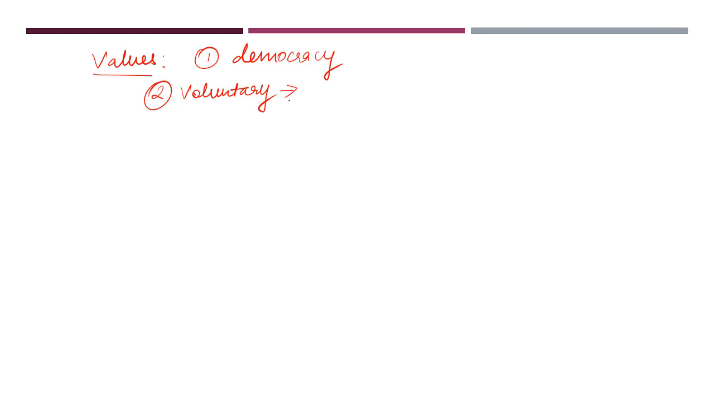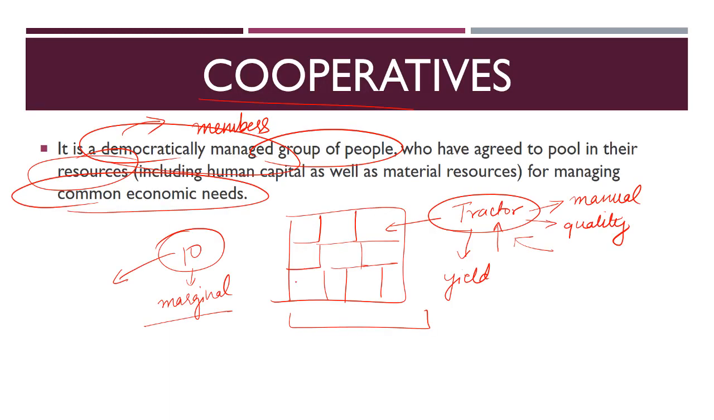Now, let us talk about some of the values which are clear from this definition. We have already seen that all of these cooperatives are based on democracy. Second very important point is that membership to the cooperatives is voluntary. There is no provision to seek a compulsory membership of any cooperative. For example, let's again talk about this village. It is having 10 members.